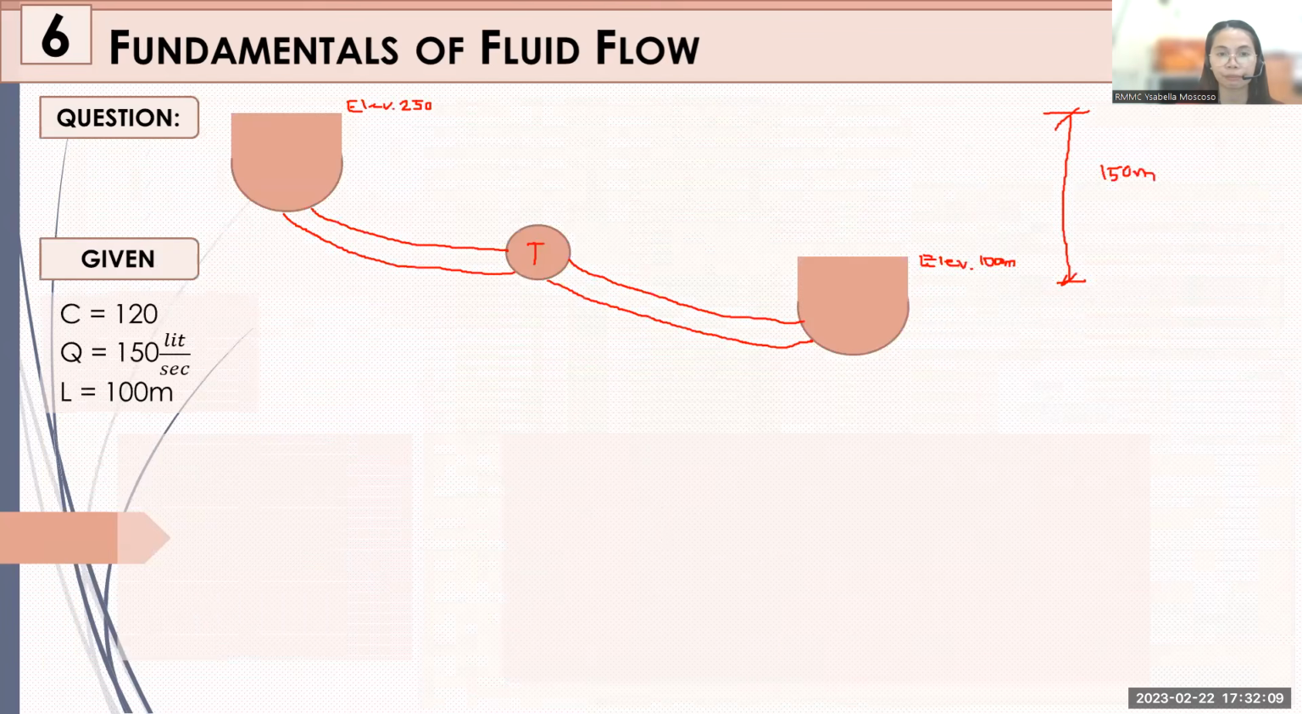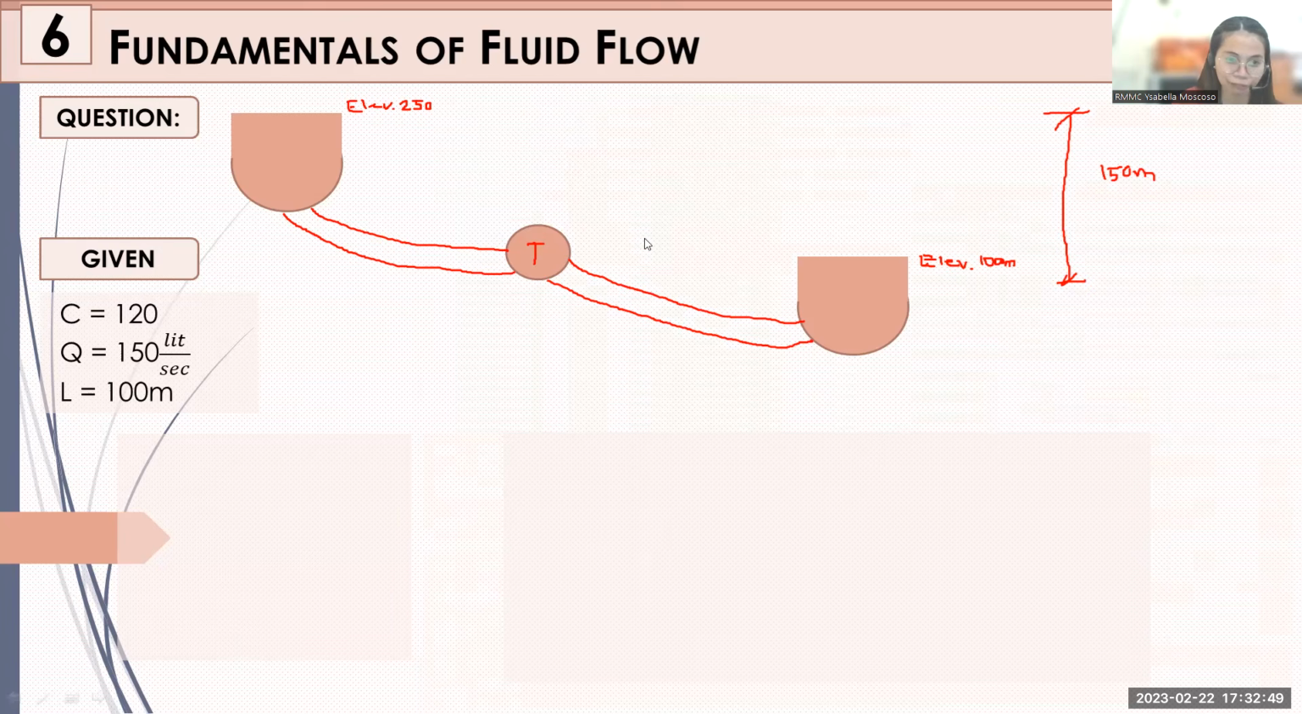Sorry for this diagram, I'm having a hard time connecting the reservoir to the turbine, but please bear with it and consider why it looks like this. So we have two reservoirs. The elevation of your first reservoir is 250 meters. The elevation of your second reservoir is 150 below the first reservoir, so the difference between the elevations is 100. Sorry for this one.